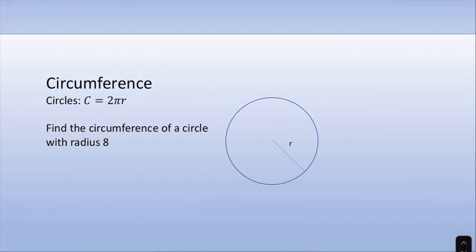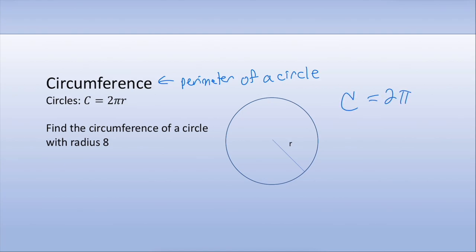Now, to find the length around the circle. So let's say that we have a circle and we want to put a string around the circle. If we want to put a string around it, that's circumference. So circumference is just a fancy way of saying the outer edge or the perimeter of a circle. And that formula is 2 times pi times r. So again, you're still going to use that 3.14 value.